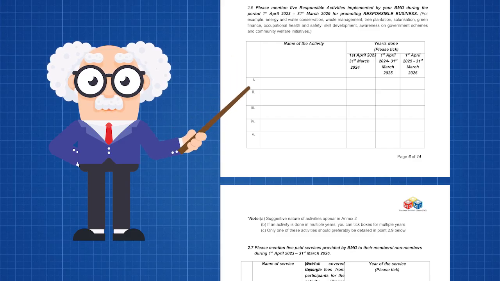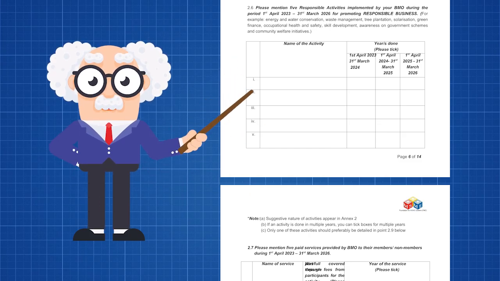For each of the 5 activities, write the name of the activity and then tick the year or years in which it was carried out. You can choose from 3 periods: 1st April 2023 to 31st March 2024, 1st April 2024 to 31st March 2025, or 1st April 2025 to 31st March 2026.